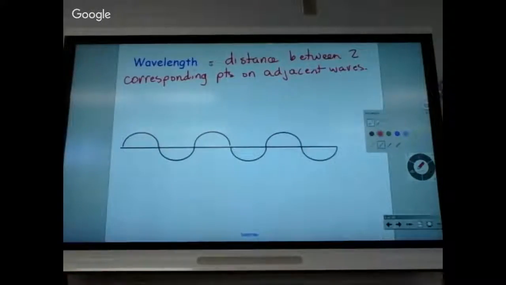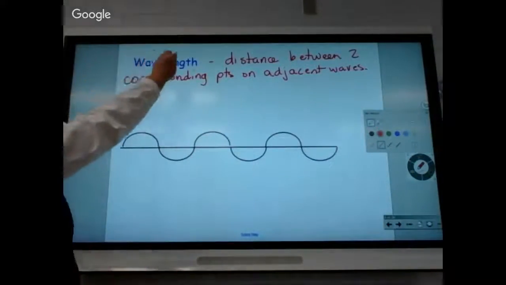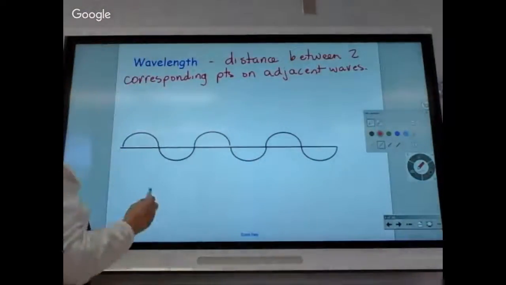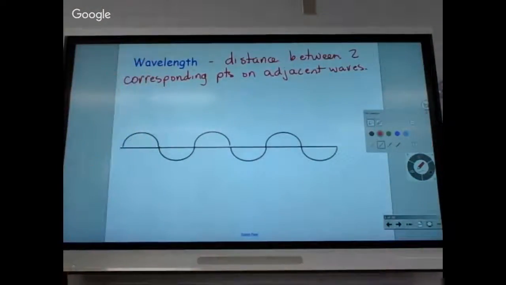Now, if you tell me that it's the distance between two waves, am I going to take it? No. First of all, you can't ever define the word using the words in the word. You can't tell me the length of a wave, or the distance between two waves. So, what do I mean by the distance between two corresponding points on adjacent waves?